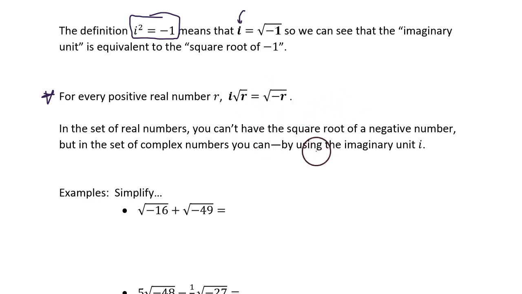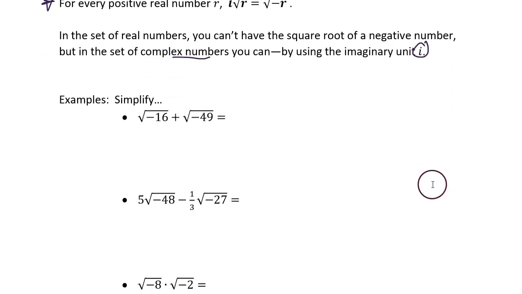Until this point, whenever we had a square root of a negative number, we would say undefined or no solution. But over the set of complex numbers, we now can take the square root of a negative number. We're going to get the symbol i in our answer. Let's try an example of this.